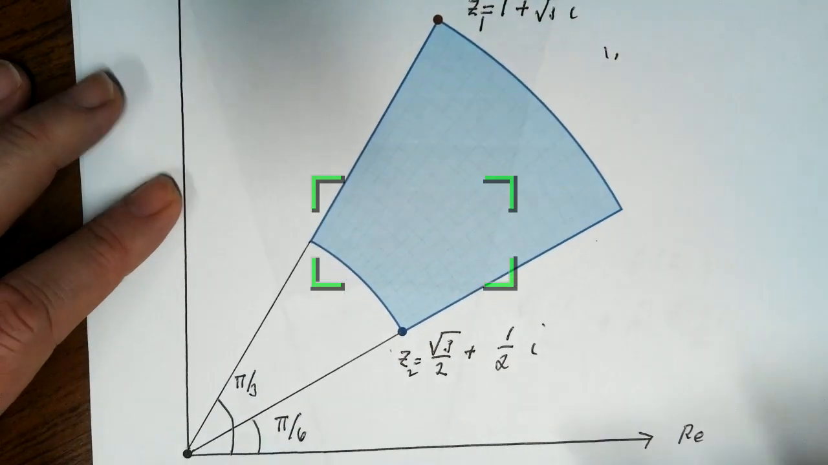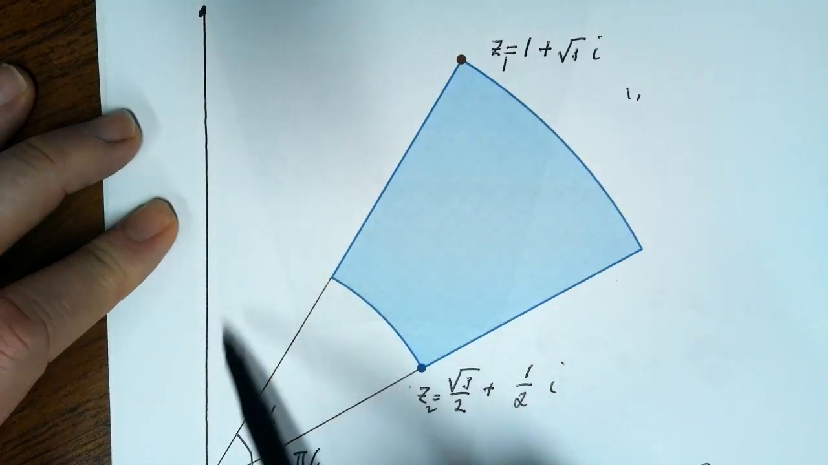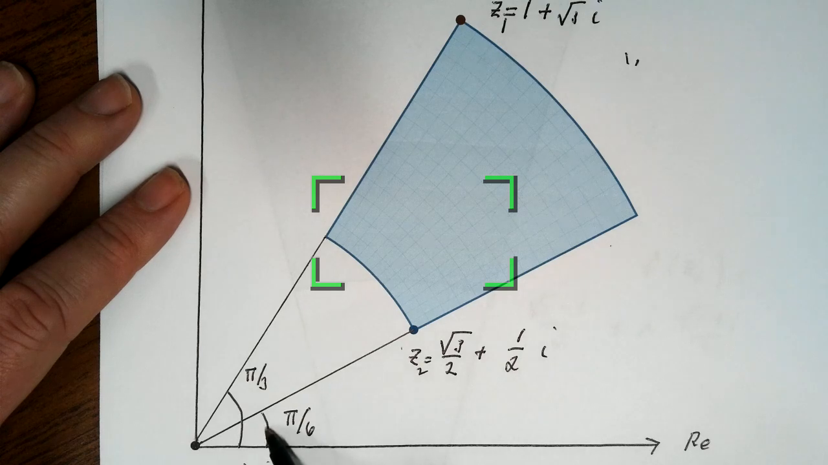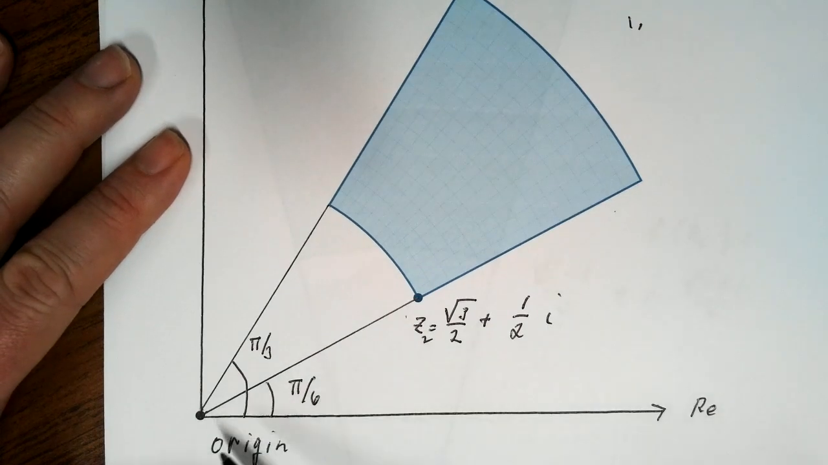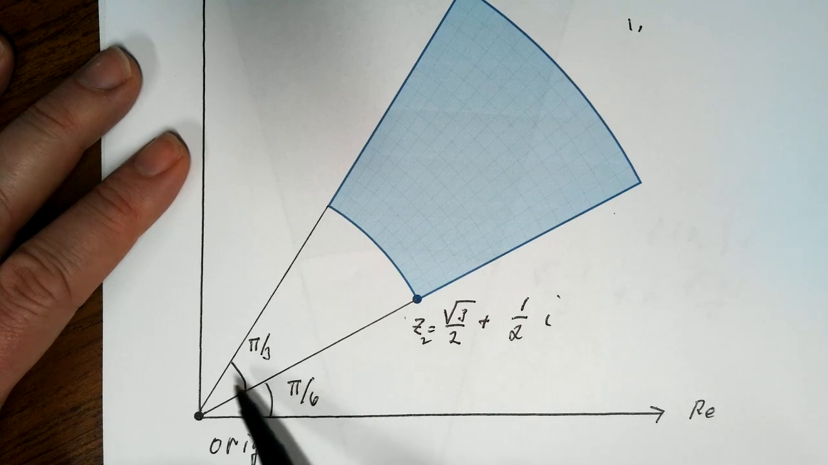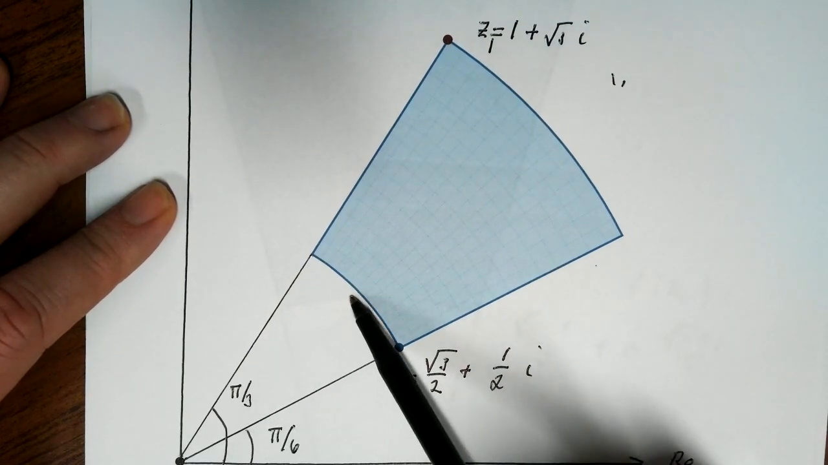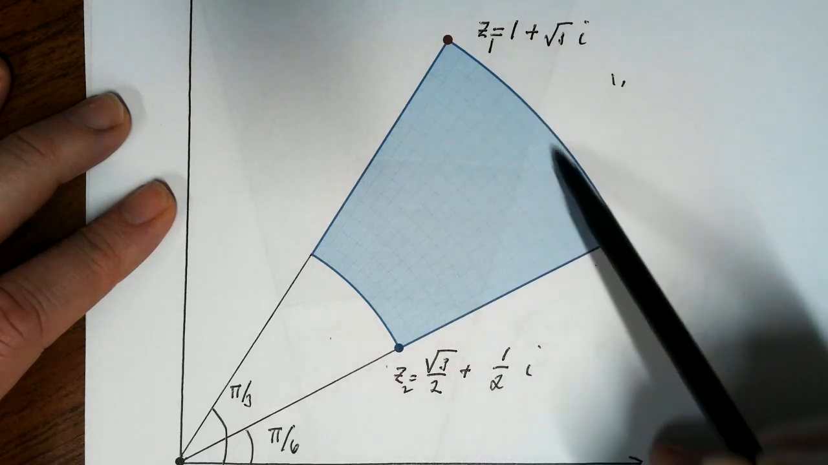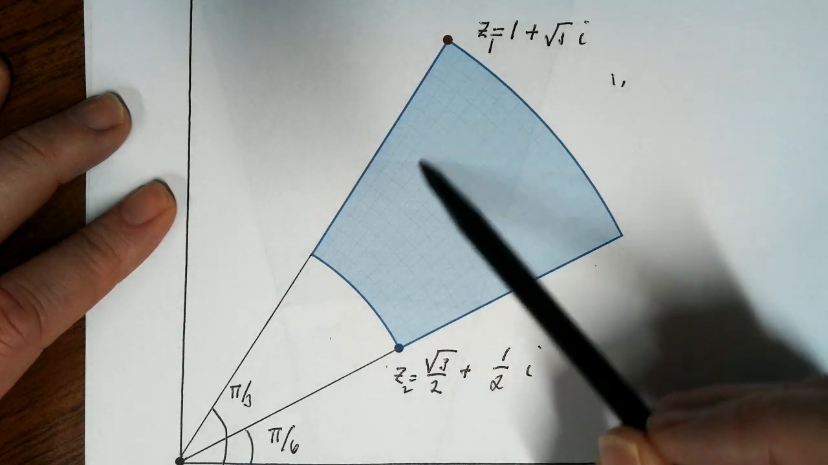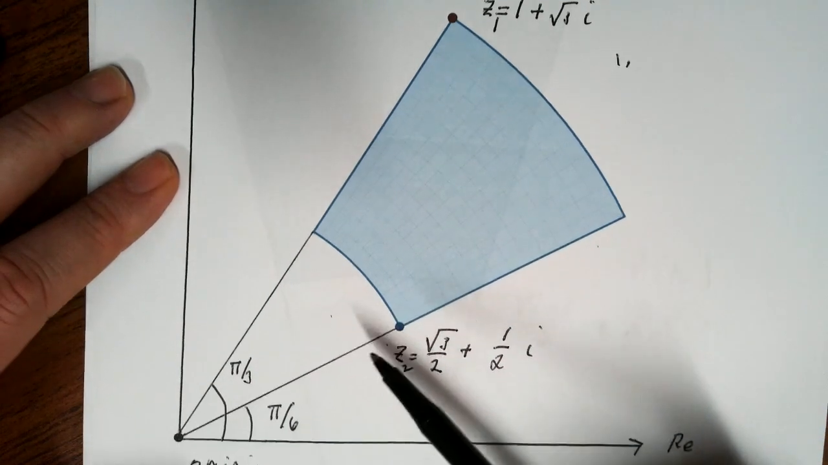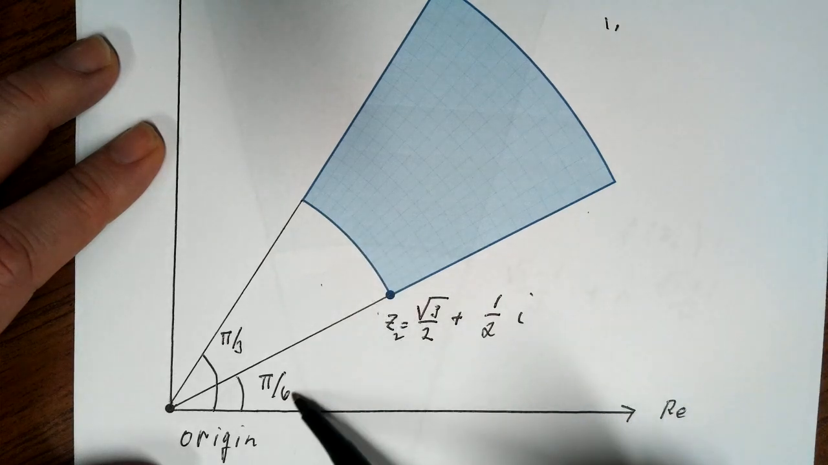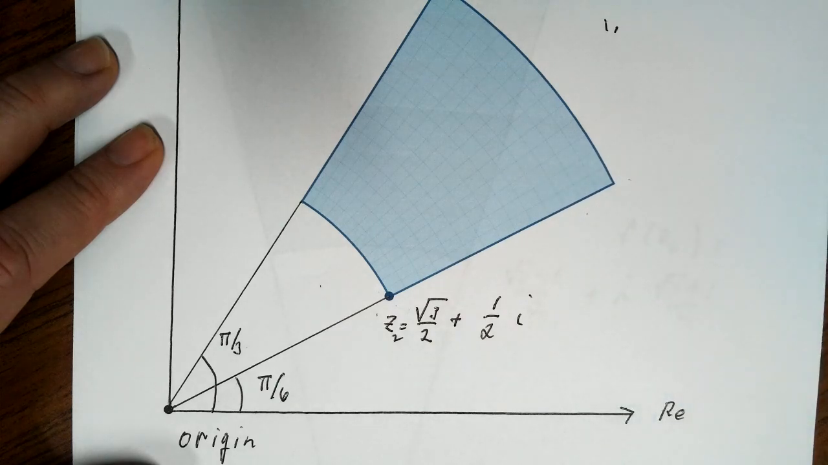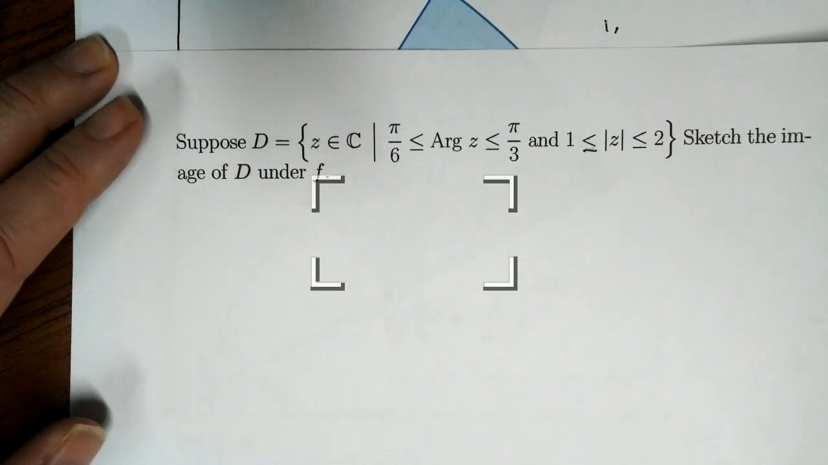Here's what D looks like. Here's the real axis. Here's the imaginary axis. So I want all the complex numbers whose arguments are between pi over 6 and pi over 3. So I'm going to put the origin right here. This is pi over 6, and this is pi over 3. This arc is a distance of 1 from the origin, and this arc has a distance of 2 from the origin. So this blue region represents all the points in the complex plane whose argument is between pi over 6 and pi over 3, and whose modulus is between 1 and 2. So that is our set D.